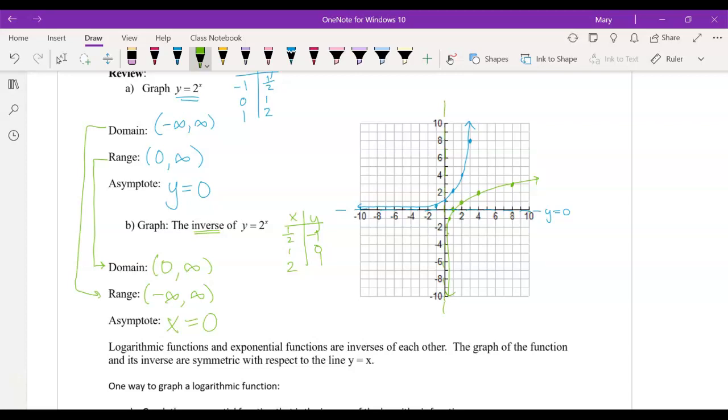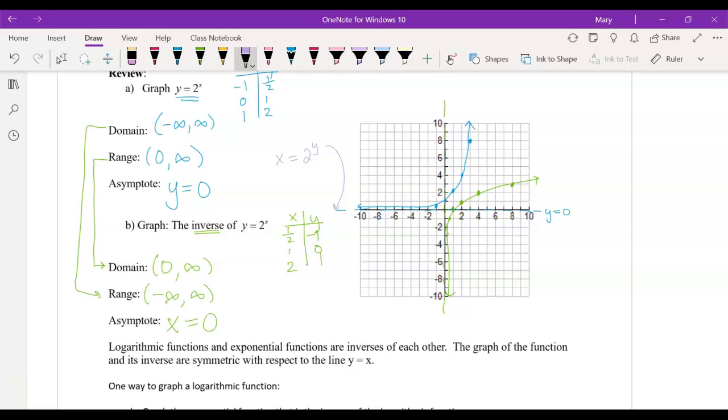Now, algebraically, let's take a look at what we just did. If we were to algebraically solve for the inverse, we would create an equation where x equals 2 to the y. This is what we just graphed right here. But we don't normally like looking at it like this. We like seeing the y by itself.